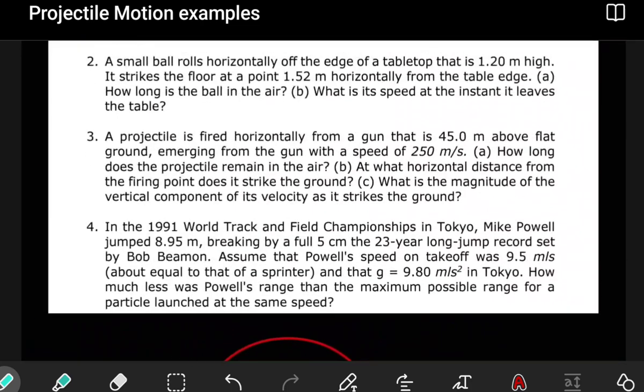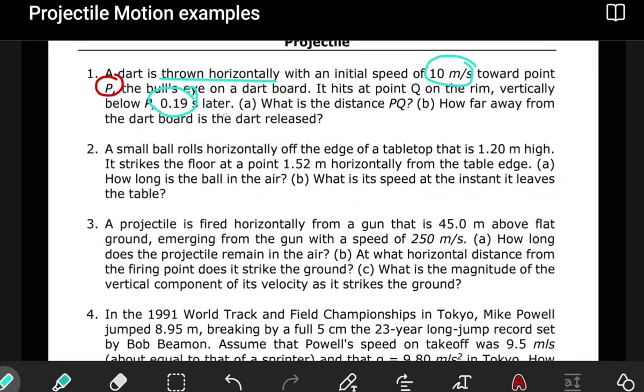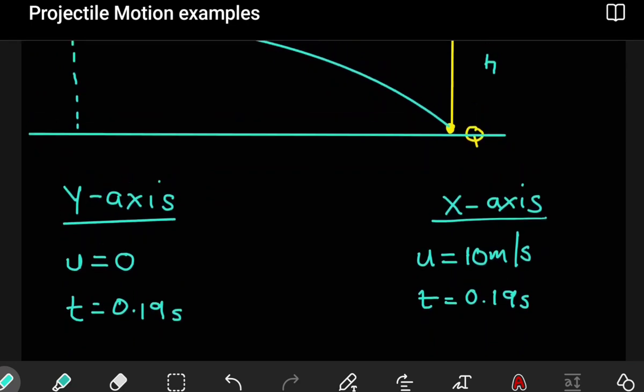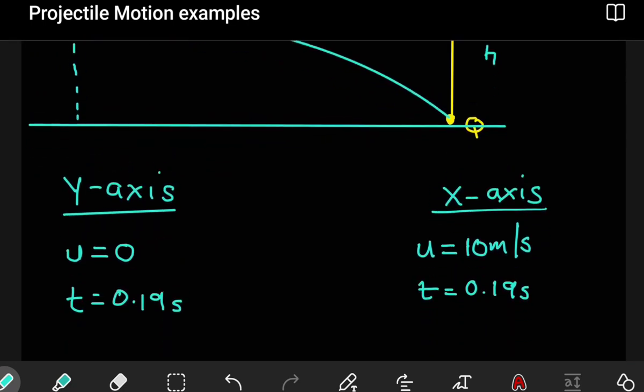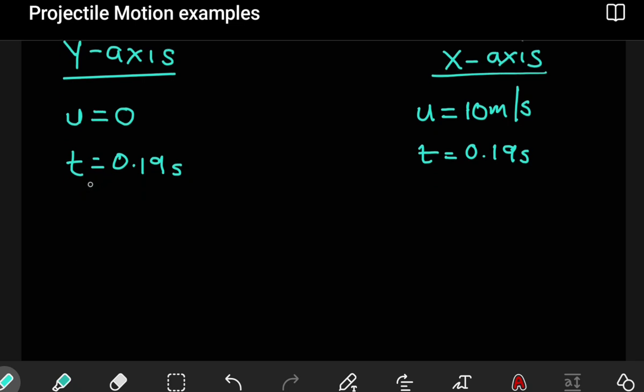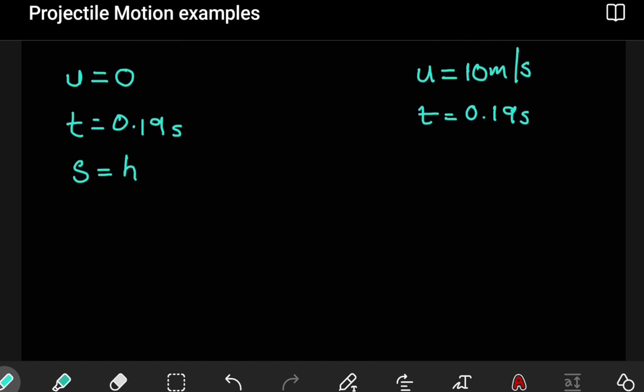Okay, now what else are they saying? 0.19 seconds later. What is the distance PQ? So let's find the distance PQ from P coming down to Q. Notice that that is a vertical distance, so I will be dealing with the y-axis. So in the y-axis, I'm given my time. I'm looking for my displacement, labeled as just the height h. And then we know in the y-axis, gravity is present, so I'll take gravity to be negative 9.8 meters per second squared.